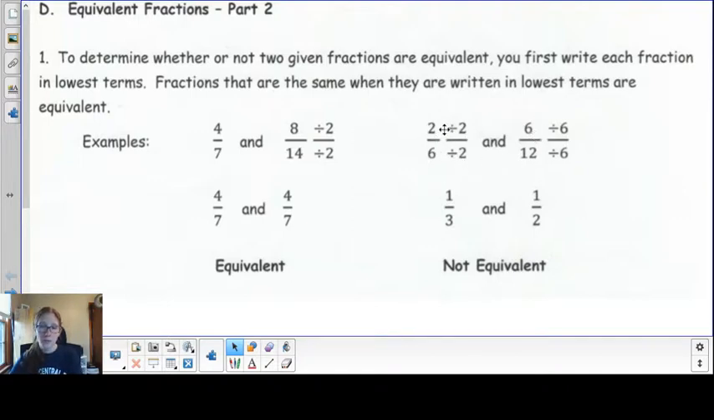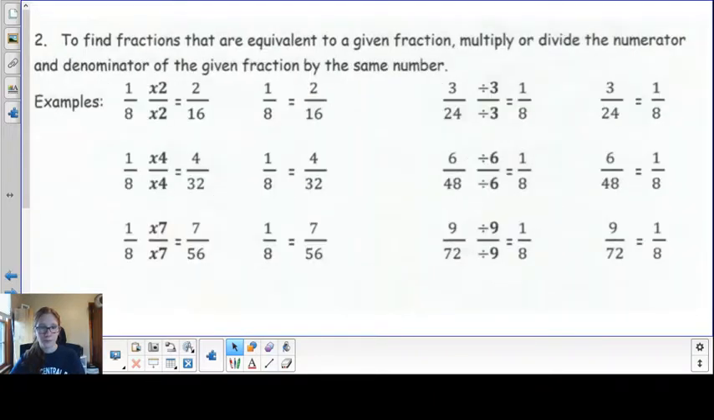The greatest common factor between 2 and 6 is 2, so I get 1/3. However, 6 and 12 is 6, which gives me a half. These two are not the same, so therefore they are not equivalent. To find fractions that are equivalent to a given fraction, multiply or divide the numerator and denominator of the given fraction by the same number.